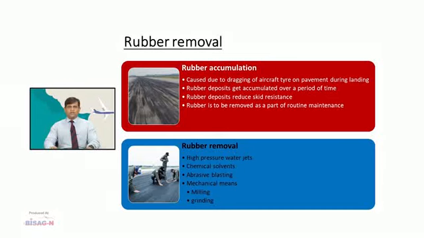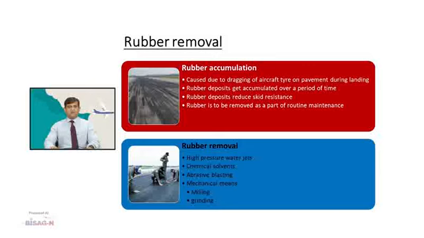As was mentioned earlier, the accumulation of rubber takes place at the point of landing when the aircraft tire drags along the pavement. This point of contact between the tire and the pavement receives a certain amount of rubber deposit which gets accumulated over a period of time. The rubber deposits bring down the coefficient of friction of the pavement and can cause runway excursion. Therefore, the rubber deposits have to be removed routinely as a part of maintenance.